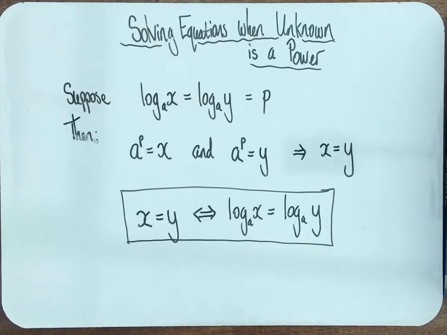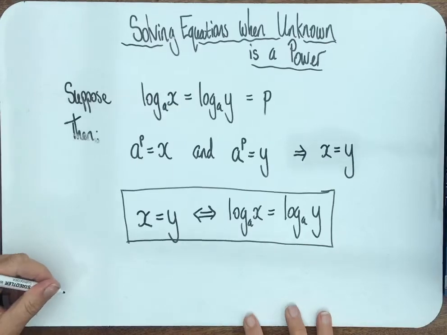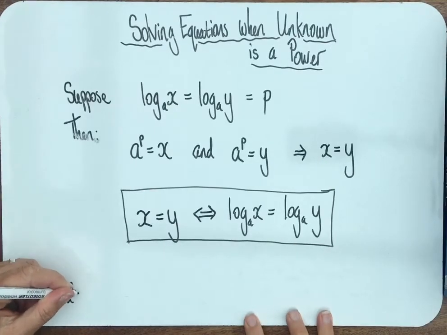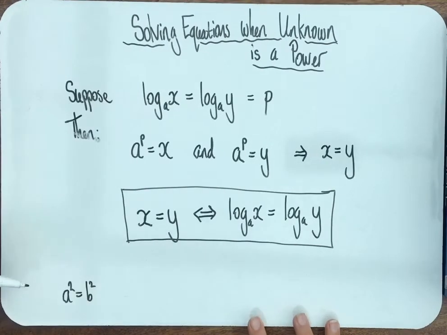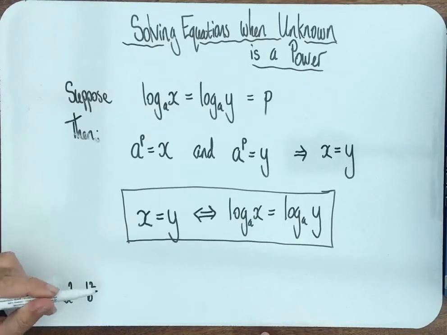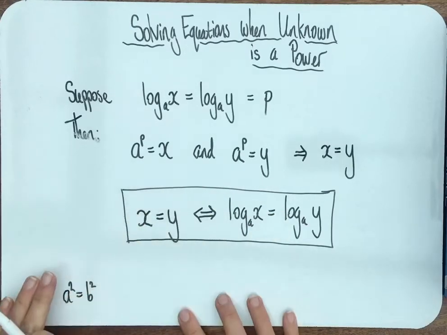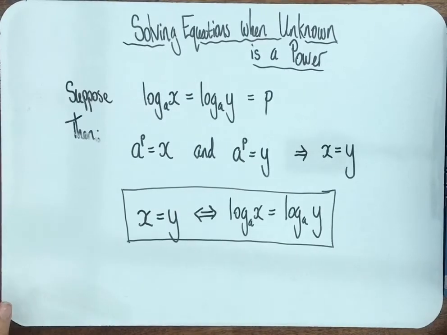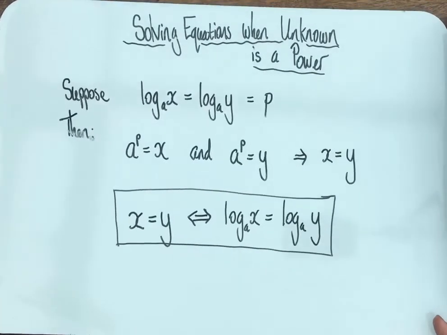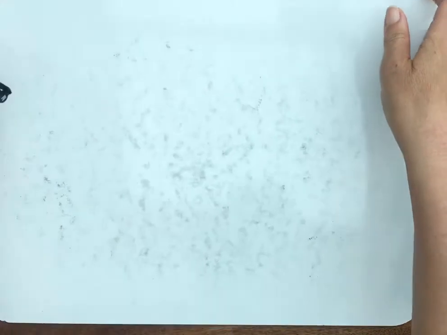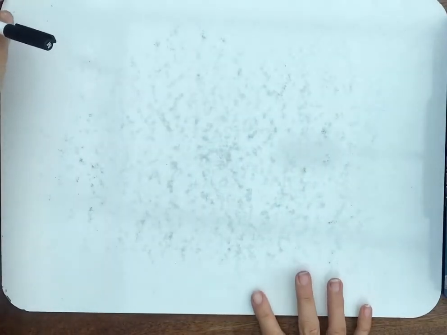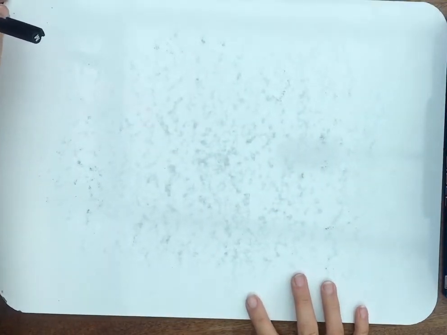This isn't always true of functions. So, for instance, if you have a squared equals b squared, you couldn't say that a is equal to b, because a could be minus 2, for instance, and b could be 2. So this only happens when you have a one-to-one mapping, but we'll talk about that a bit more next year. Just be careful with your solving of equations.